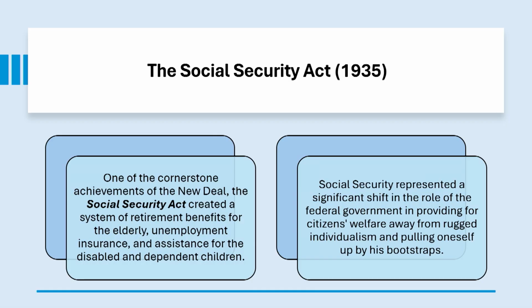The Social Security Act of 1935, one of the cornerstone achievements of the New Deal, created a system of retirement benefits for the elderly, unemployment insurance, and assistance for disabled and dependent children. Social Security represented a significant shift in the role of the federal government in providing for citizens' welfare, away from rugged individualism and pulling oneself up by the bootstraps.